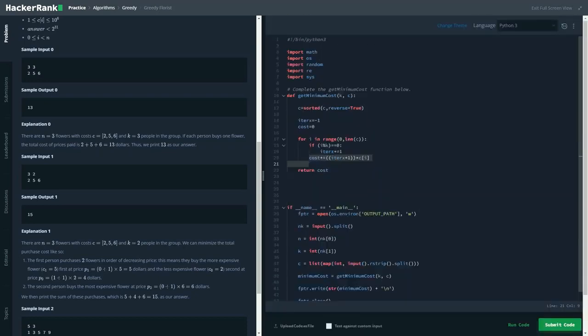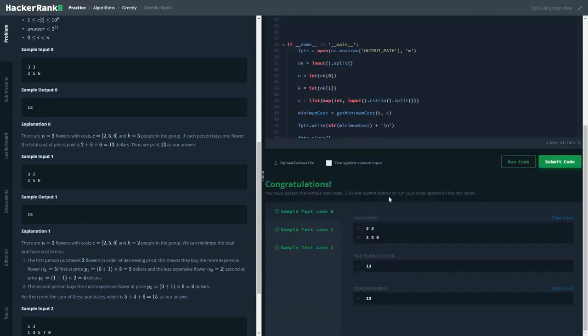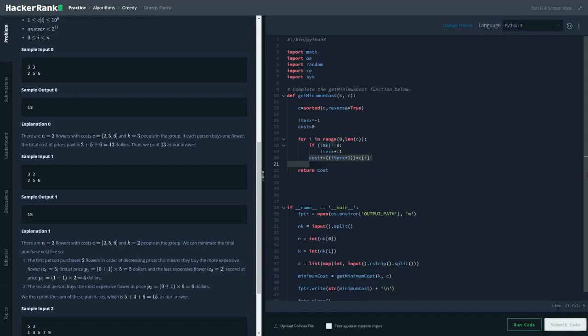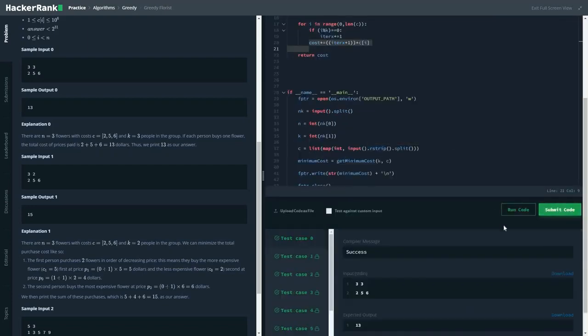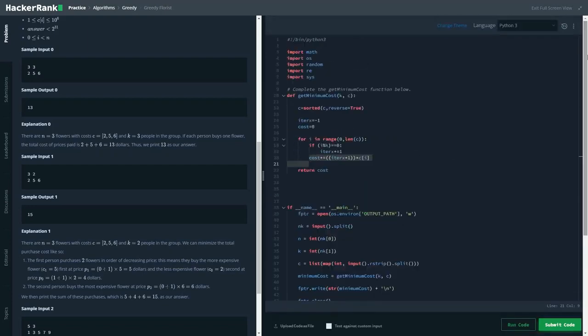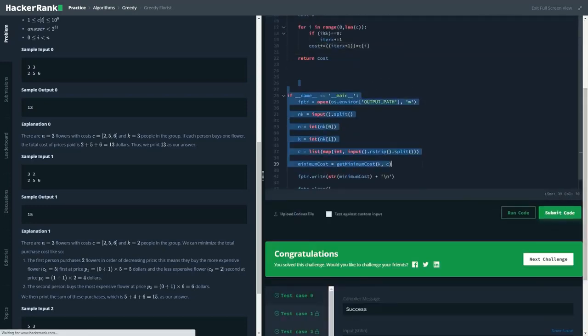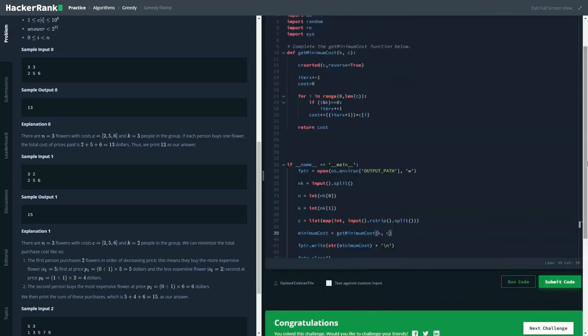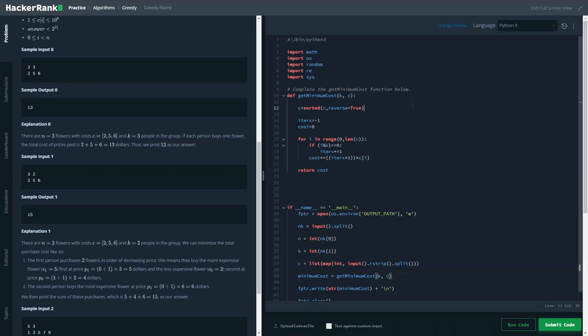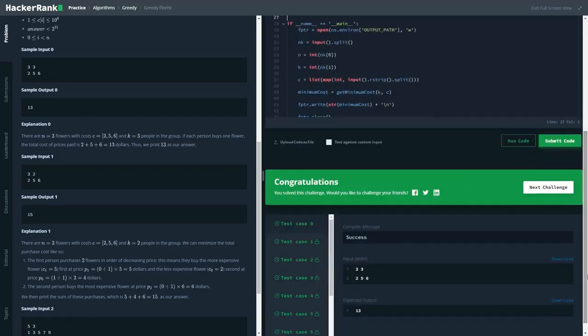Let's run the code. It passed all the public test cases successfully. Let's submit the code. As you could see, all the public and private test cases have been completed successfully.